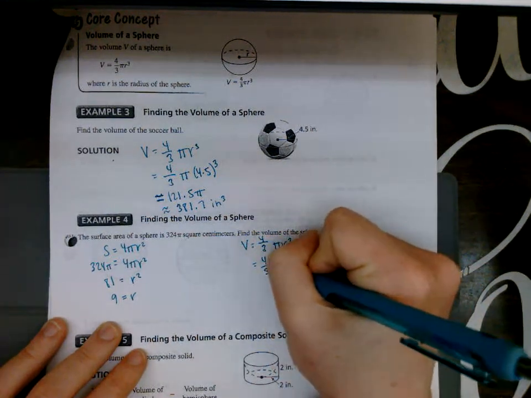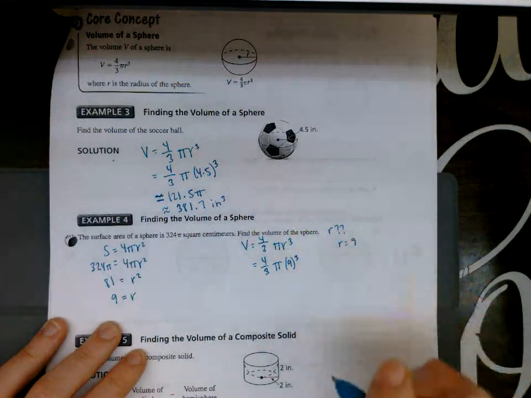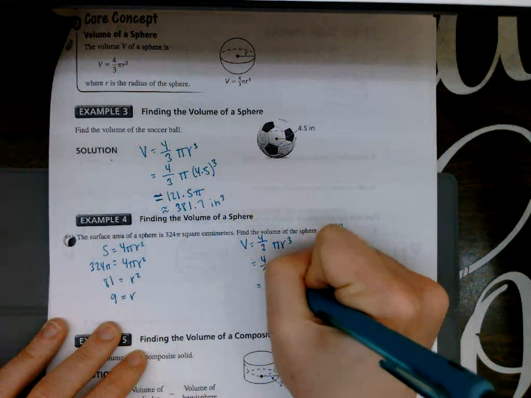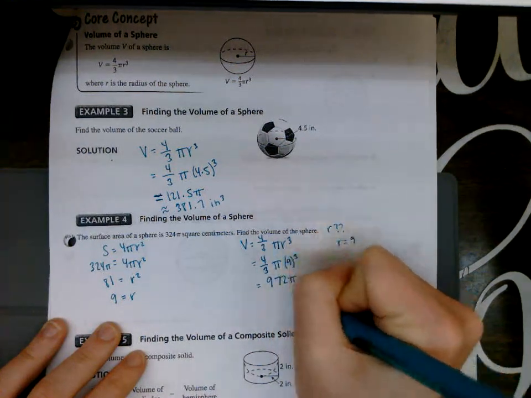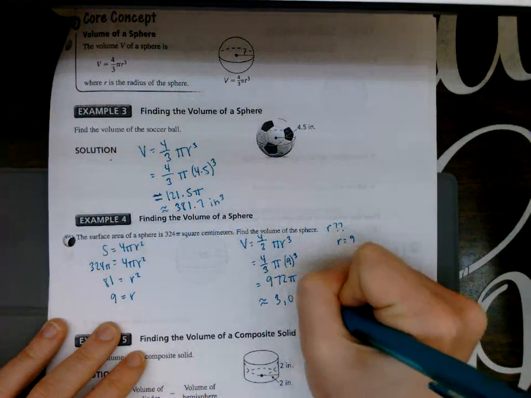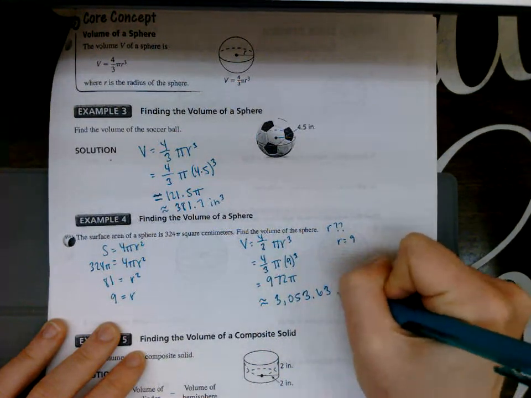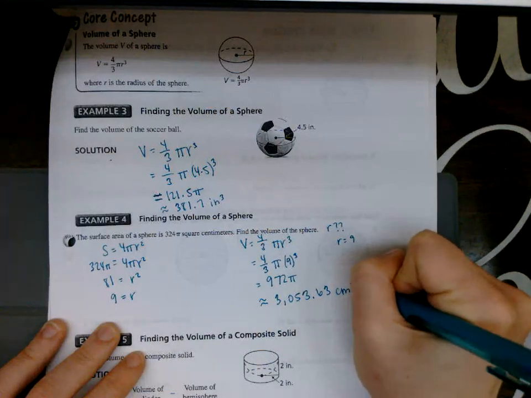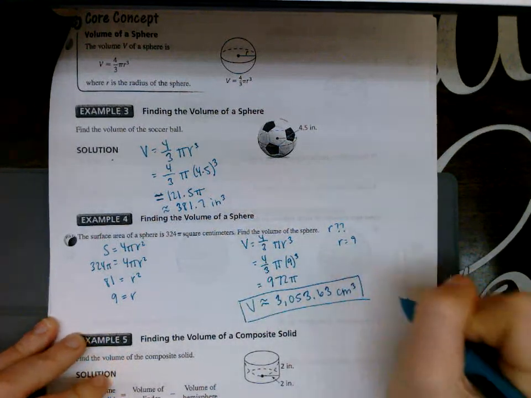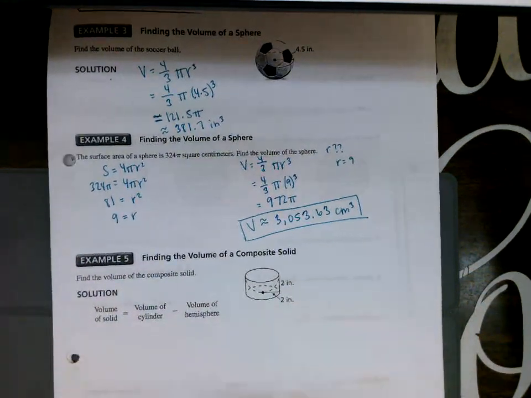So I have 4 over 3 pi 9 cubed. 9 times 9 times 9 times 4 divided by 3 gives you 972 pi. Multiply by pi and you get 3,053.63 centimeters cubed. Okay, and that would be your final answer there. Okay, so find the volume of the composite solid.